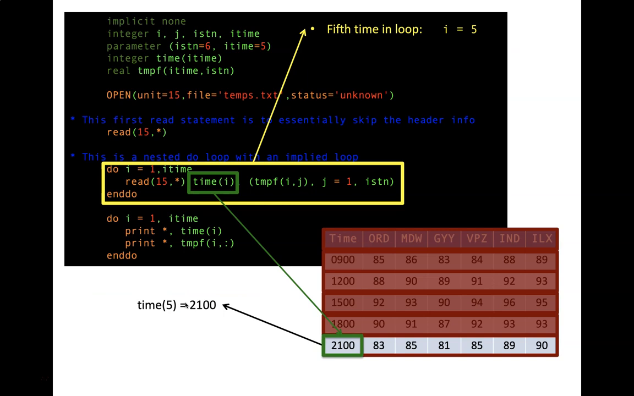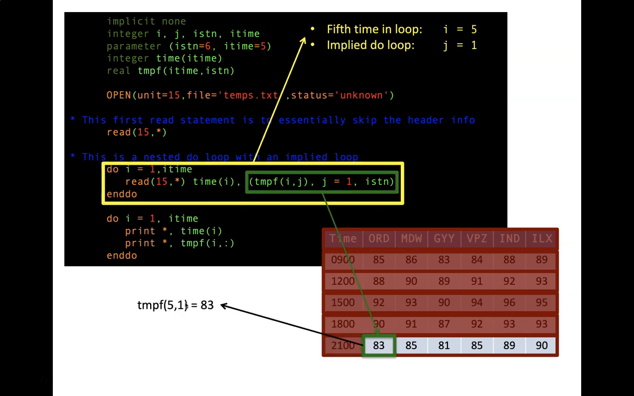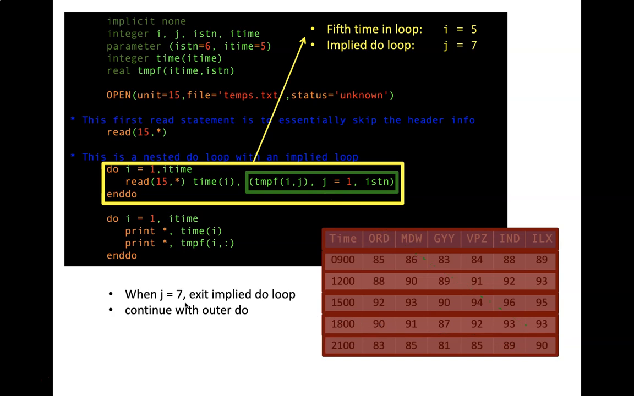So now we're reading the last time with loop i equals 5. We store in address 5 of time 2100, and then in (5,1) for temperature, 83, (5,2) 85, (5,3) 81, (5,4) 85, (5,5) 89, and (5,6) 90. And then we get to 7 and out of that loop, and then we iterate to 6 on our outer do loop, which is also false. So then we continue on with our program. We've now finished reading our file and move on to processing our file.